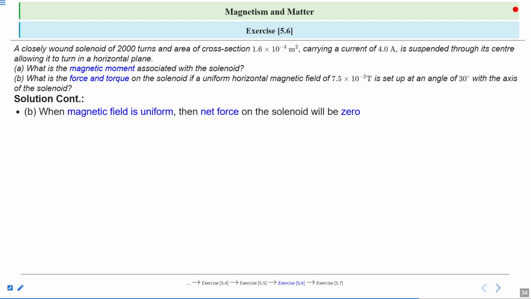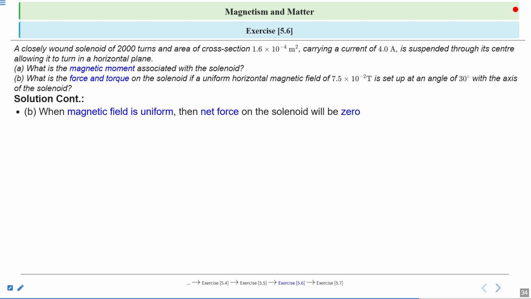B part, when magnetic field is uniform. We have derived this relation for the bar magnet. When a bar magnet is placed inside a uniform magnetic field, the net force on the bar magnet is zero. The pattern of magnetic field lines of a solenoid is similar to the bar magnet, and a closely wound solenoid of the same measurements resembles the bar magnet. So when it is suspended freely inside a horizontal uniform magnetic field, the net force on the solenoid will also be zero here.